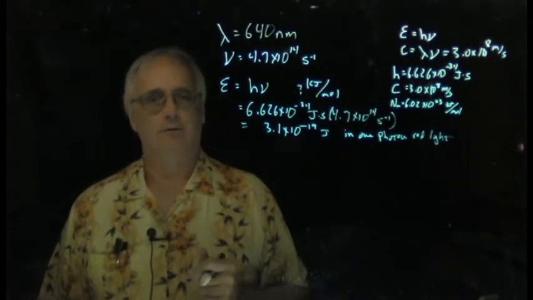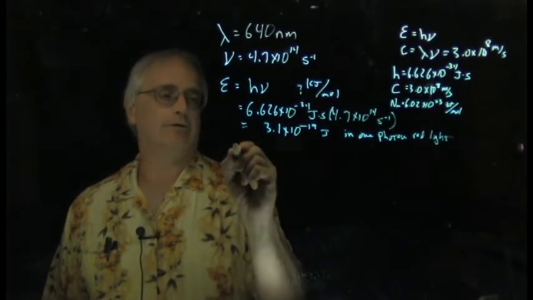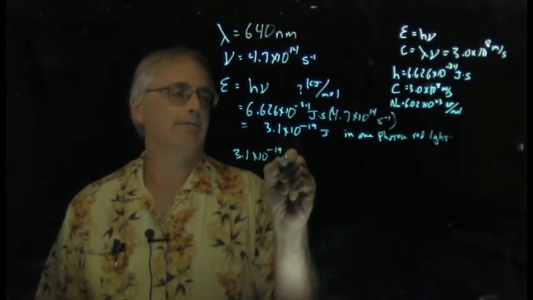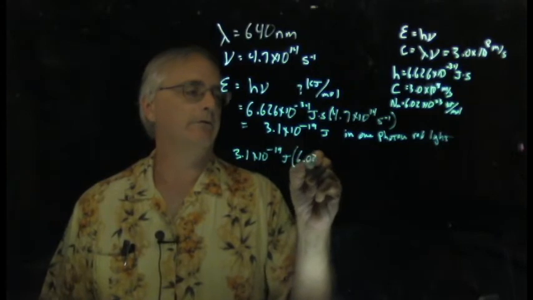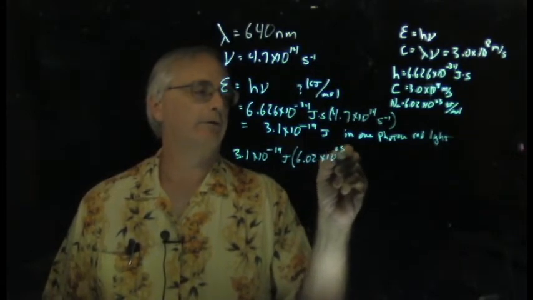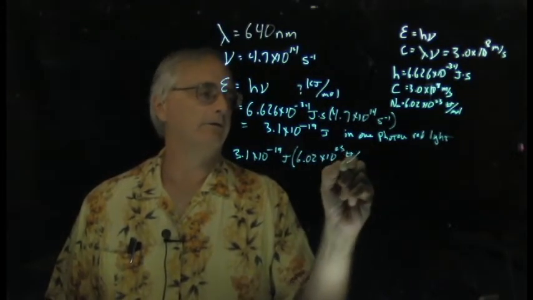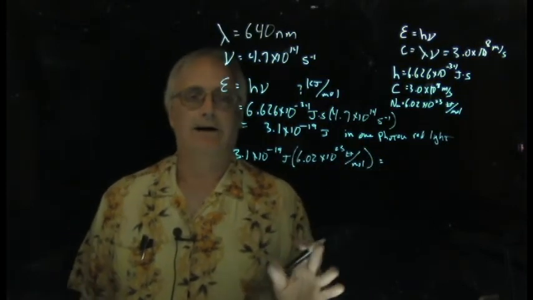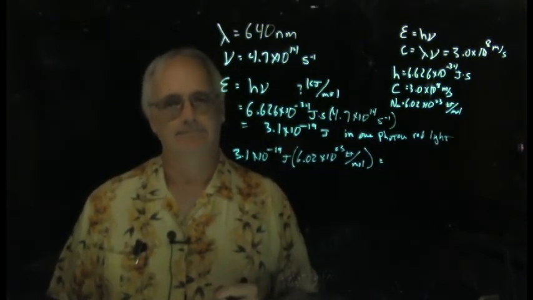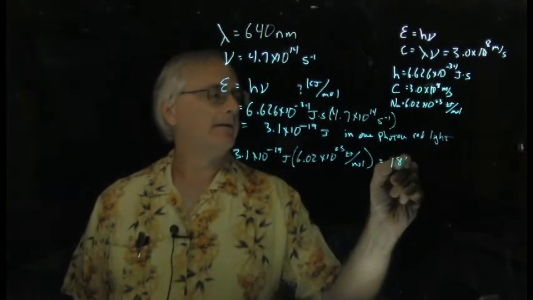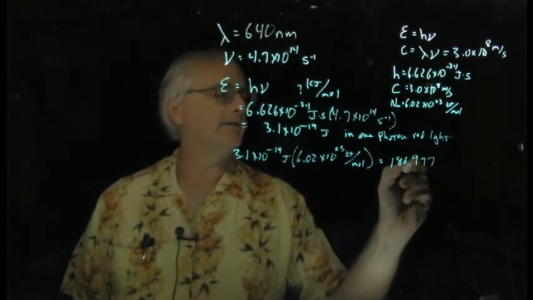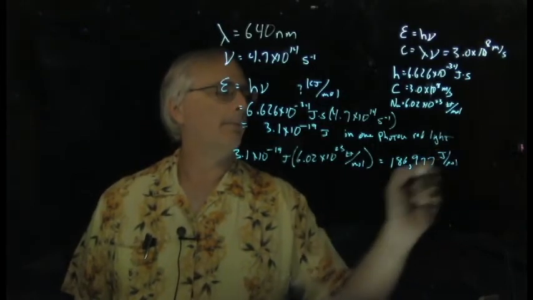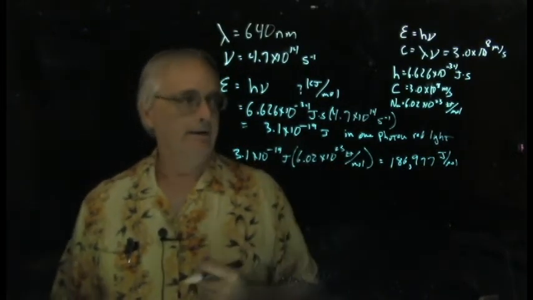Getting this into kilojoules per mole is not that difficult. Of course, we're simply going to multiply it by every chemist's dearest friend, Avogadro's number, 6.02 times 10 to the 23rd, which is the number of anything, including joules, in 1 mole. And if we punch that out in your calculator, more fun scientific notation, 186,977 joules per mole. Okay? Which, okay, now there's a big number.